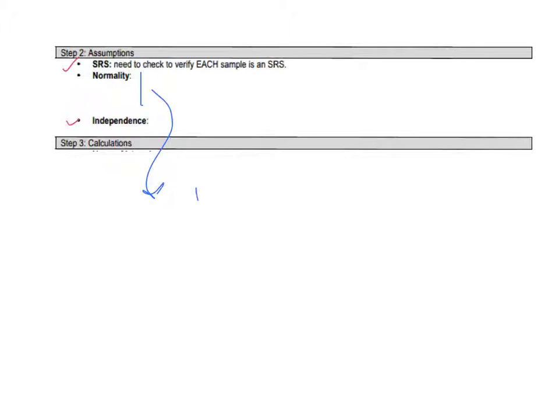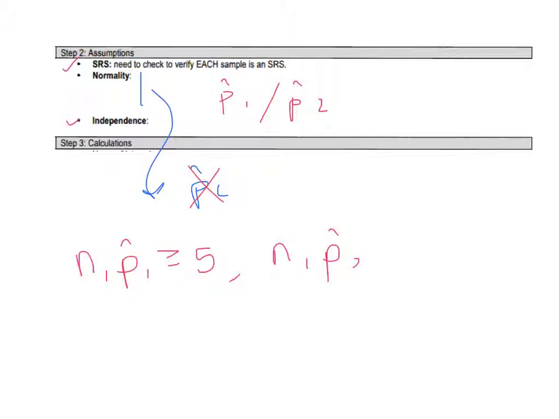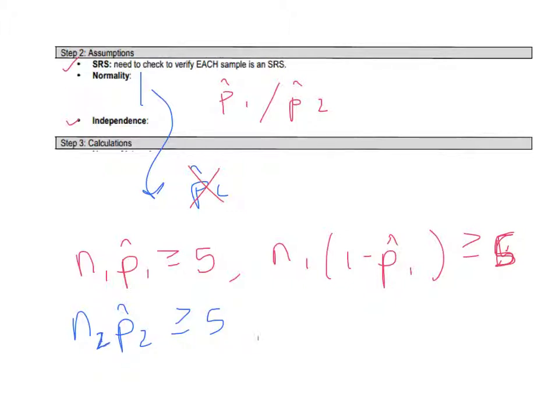Instead of checking p hat c, we don't use p hat c. We're back to using p hat 1 and p hat 2. So we are going to take n1 times p hat 1 has to be greater than or equal to 5, and n1 times 1 minus p hat 1 has to be greater than or equal to 5. And then we have n2 times p hat 2 has to be greater than or equal to 5, and then we have n2 times 1 minus p hat 2 has to be greater than or equal to 5.